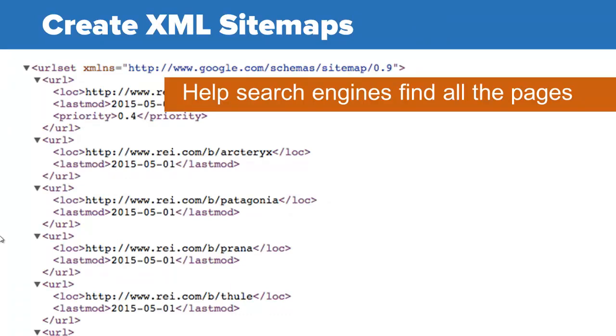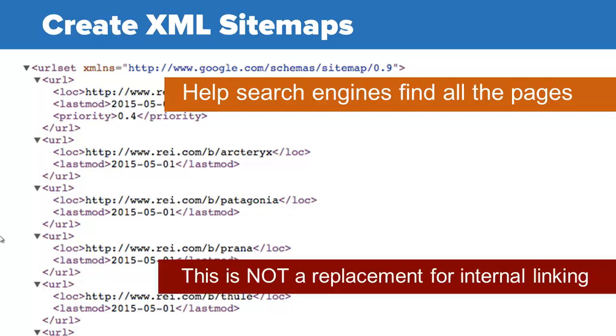So another thing that will help is to create XML sitemaps. And what this will do is it will help Google find those pages that it might have trouble finding. Now, one thing to note, this is not a replacement for internal linking. These XML sitemaps are not going to give you any link juice or link value that your normal internal linking would do. So it's a good thing to help the search engines find those pages, but it's not a replacement for getting that good internal browsable linking.